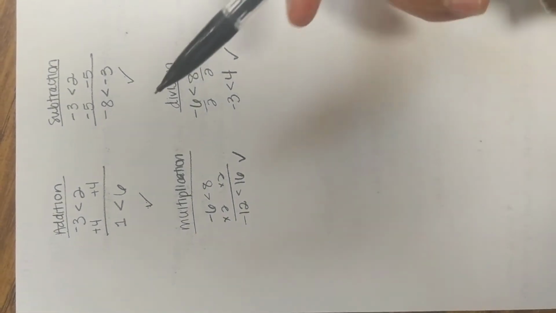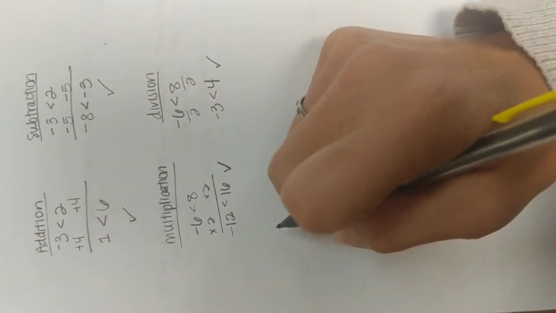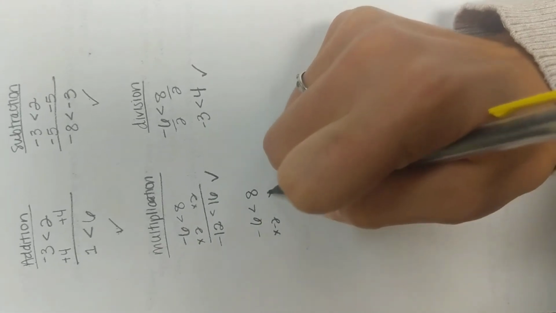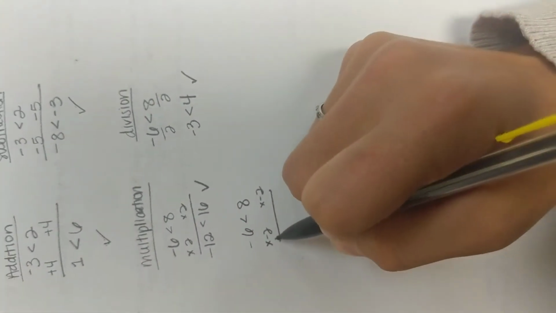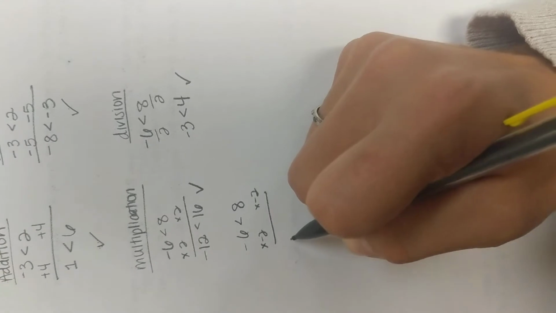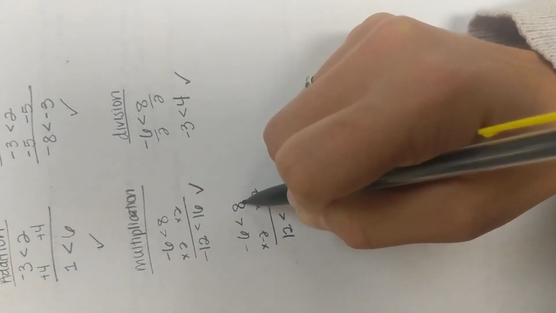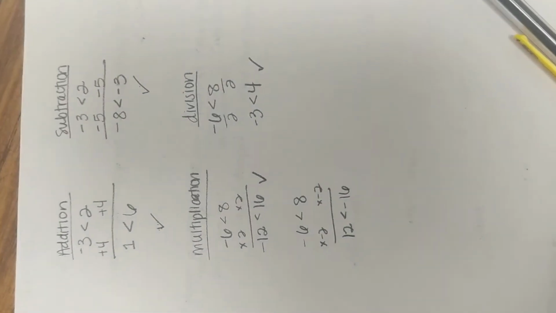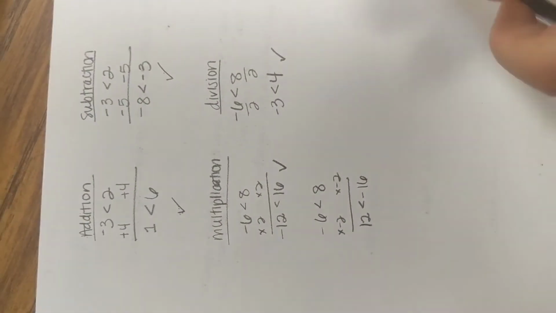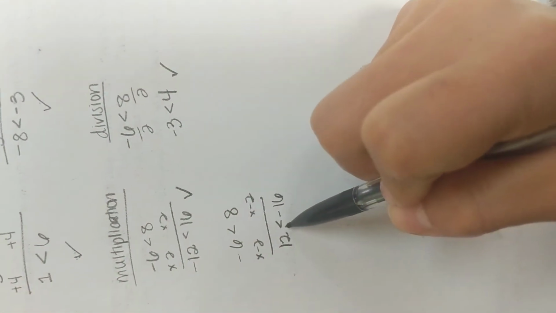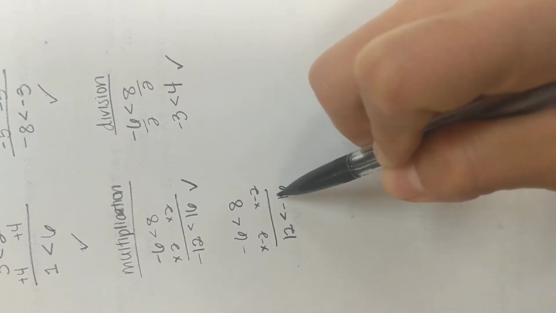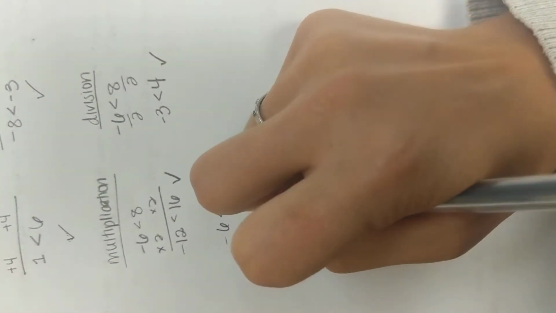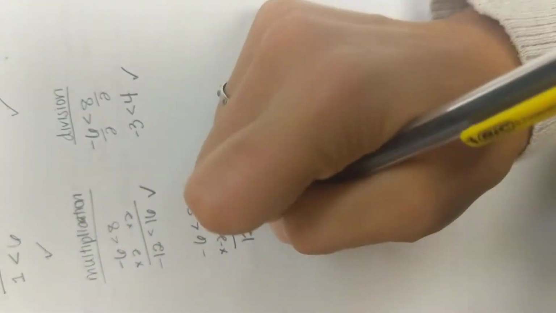Now, does it still work when I multiply or divide by a negative number? Let's test it out. -6 is less than 8. If I multiply each side of my inequality by -2 this time, negative times a negative is a positive 12, and positive times a negative is a -16. Notice that is no longer true. Okay, so if you write 12 is less than -16, that's a false statement. How do I make sure that the statement stays true? Well, I have to flip the sign.